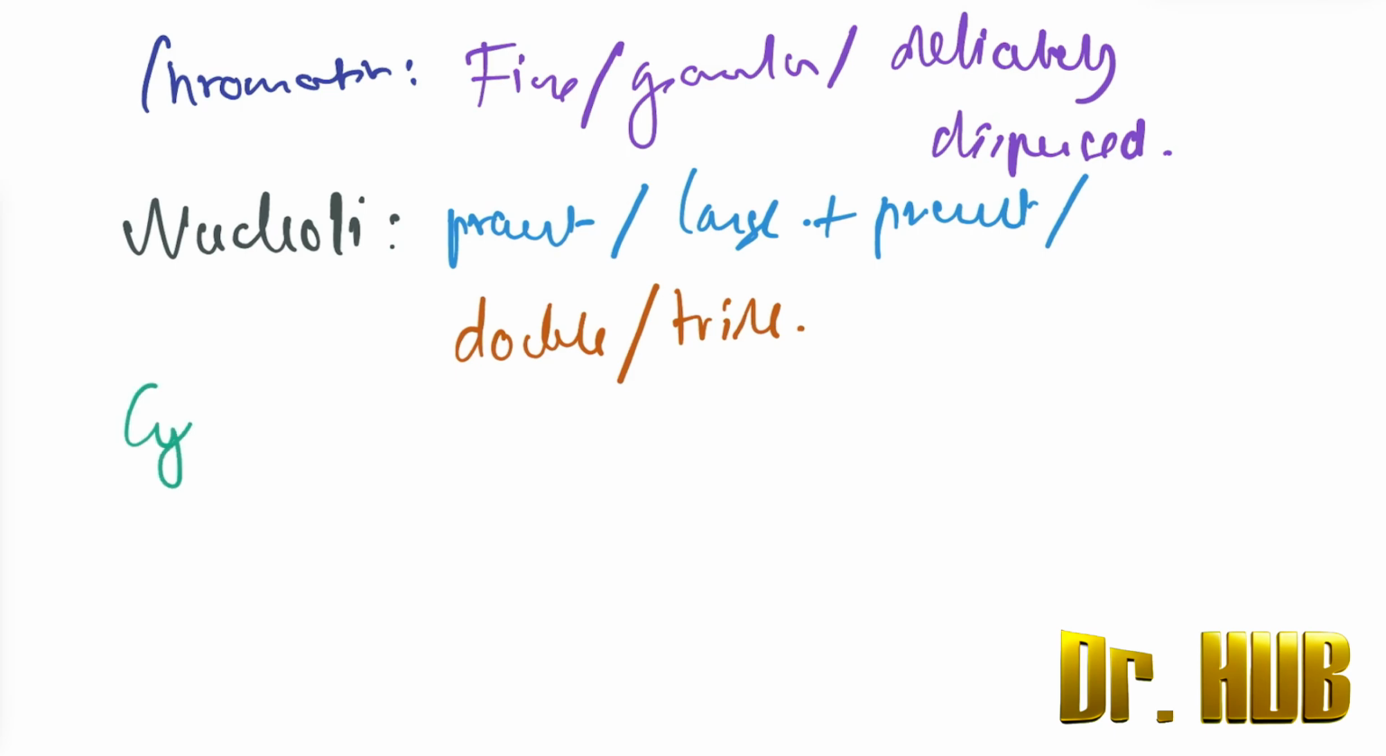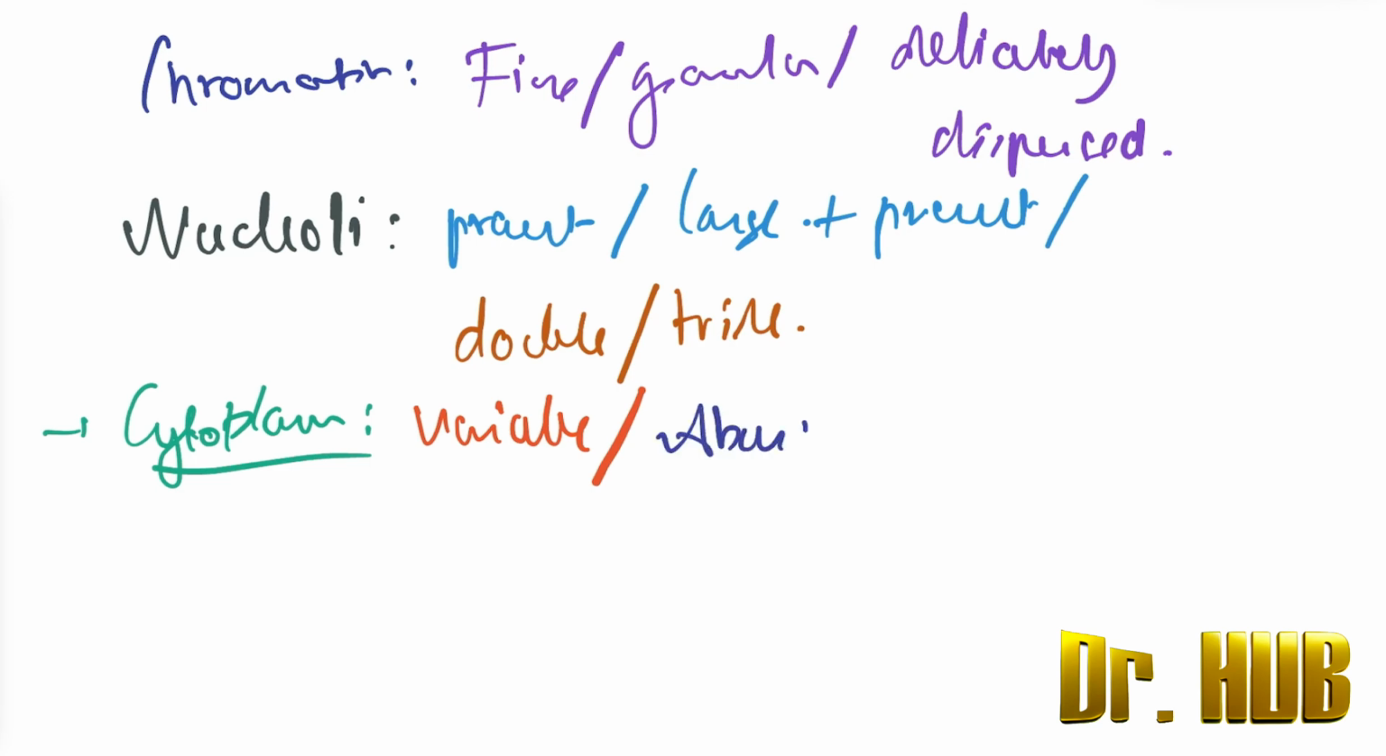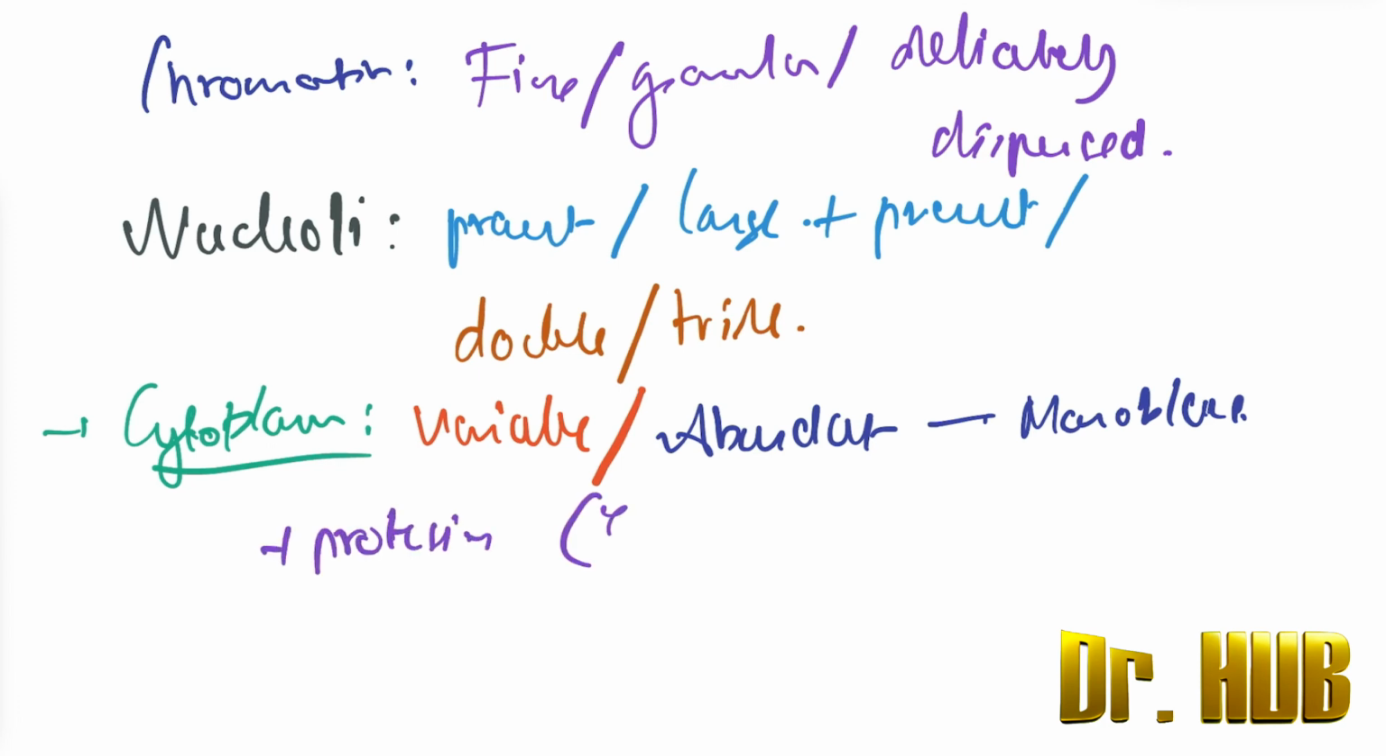Next, we look at the cytoplasm. How is the cytoplasm? The cytoplasm is variable. There is abundant cytoplasm in the monoblast, and there is a protrusion in the erythroblasts as well as the megakaryocytes.